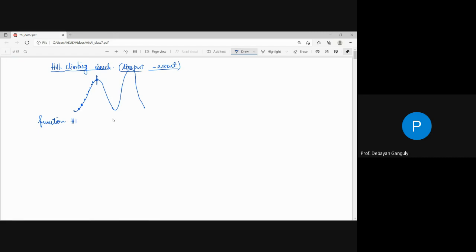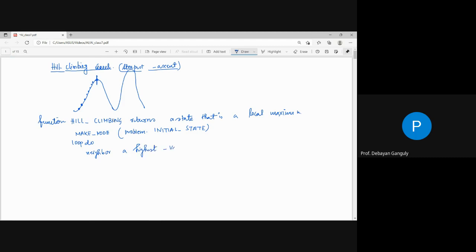If we write the function of this hill climbing algorithm, it is simple. This hill climbing function returns a state that is a local maximum. If I am given an initial node, the corresponding function is make node with the initial state that is given. Then I loop: the neighbor is the highest valued successor of current.